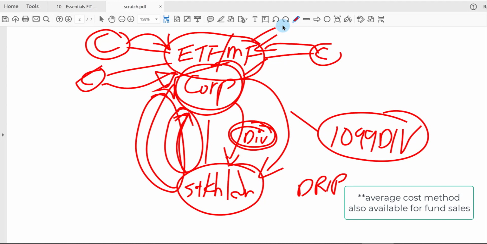Otherwise, our textbook mentions the cost is determined under the FIFO method. Yeah, first in is going to be sold first.